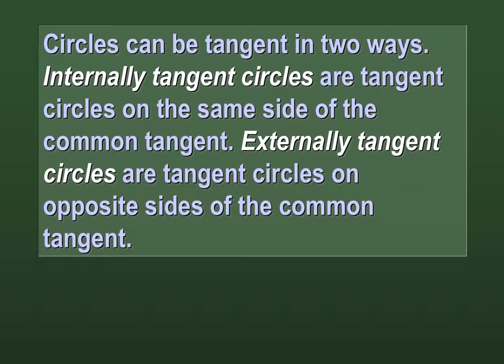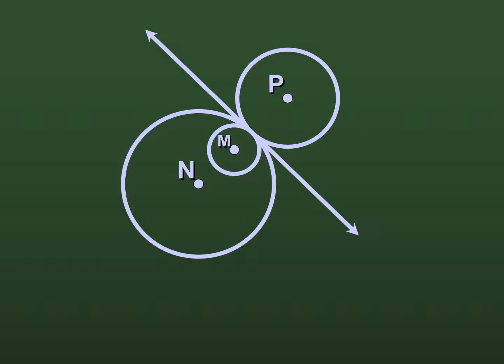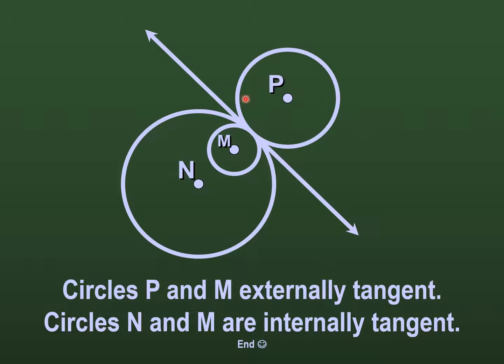Tangent circles, and those are going to be on opposite sides of the common tangent. Here are some circles that are all tangent to this tangent line right here. Okay, and so notice that circles P and M, here's P and here's M, those are externally tangent because they're on opposite sides of that point of tangency. Versus circles N and M are internally tangent because they also share a point of tangency, but they're on the same side of that point of tangency.